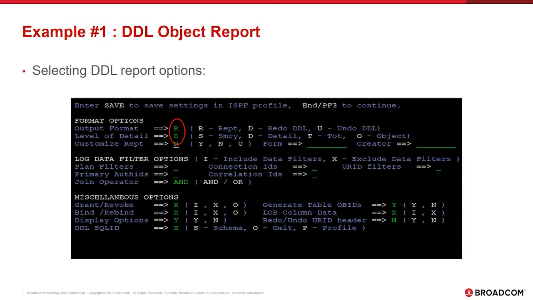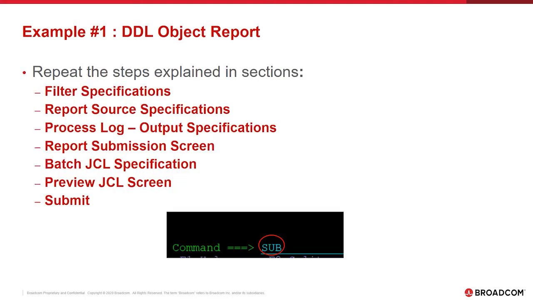For our scenario, we select R and O to generate object-level reports on what has been done by each URID. Again, in this case, the options remain the same, so we won't repeat them, but here's the reminder about what the steps are. We submit the job and go to the output.